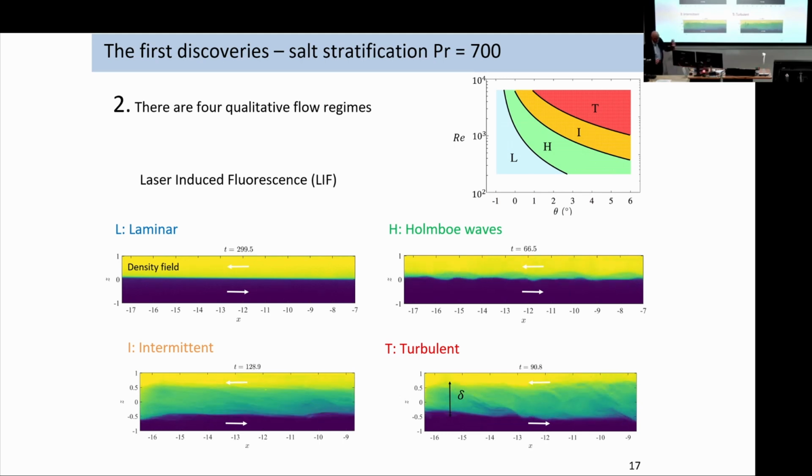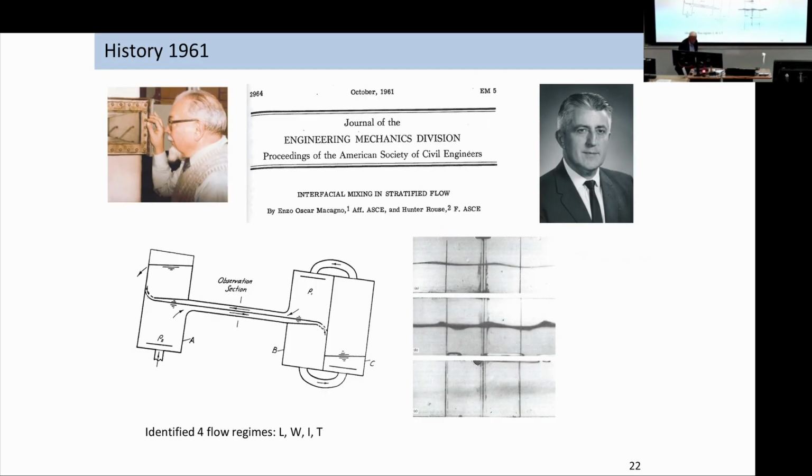And we thought we were absolutely brilliant. And then we should have read the literature, because Enzo Macagno and Hunter Rouse in 1961 did this experiment and found these 4 regimes as well. So the lesson to all you students is read the literature. And it was my PhD student who found this paper.